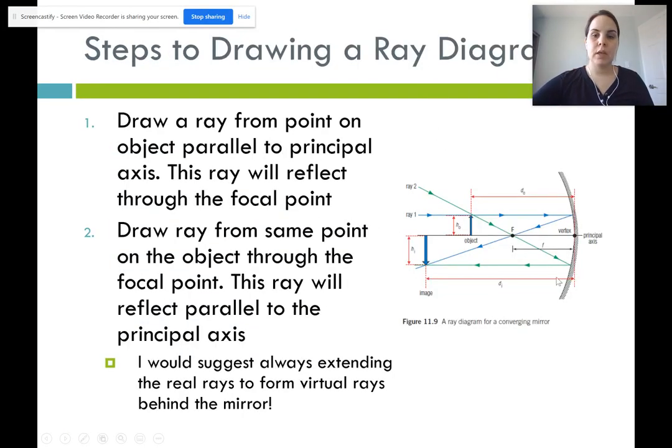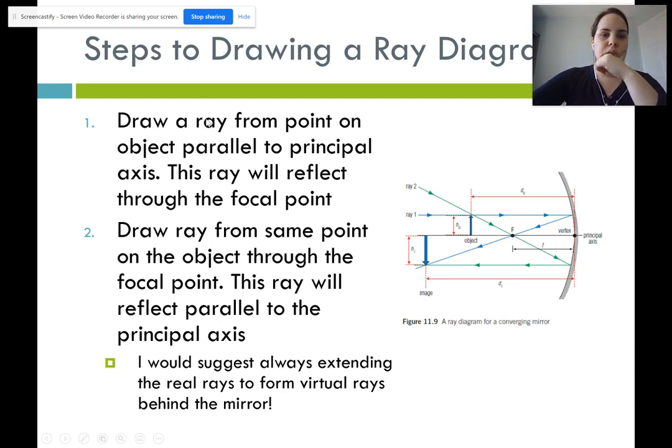All right, so how do we draw a ray diagram? These are the two steps. You can copy and paste these into your notes. Essentially, there are two main rays that we're always going to draw, and wherever they converge with one another is where we're going to perceive the image. It sounds a little confusing. I'm going to read through the steps quickly, and then I'm going to show you with an example because it'll make more sense once we see the example.